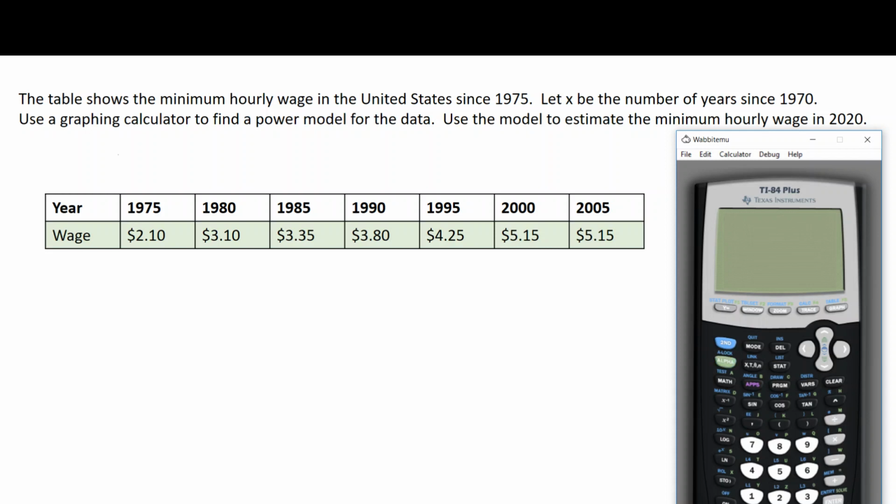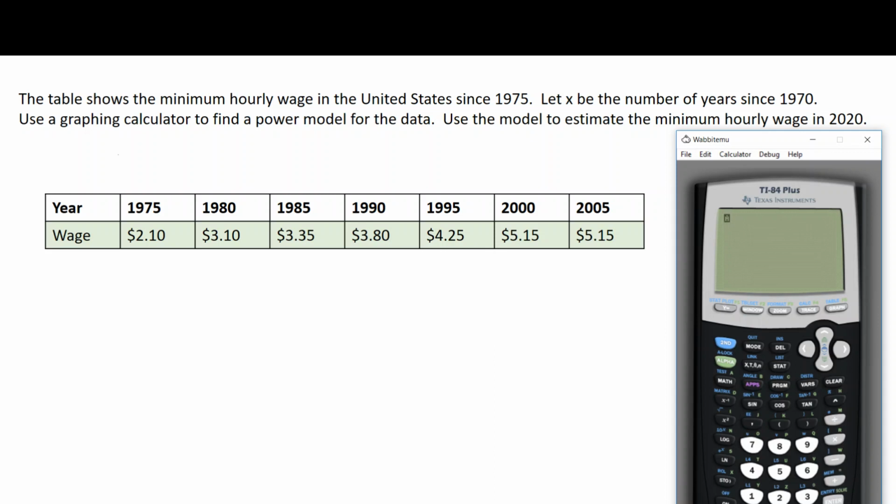Hello, in this lesson you're going to learn how to use the graphing calculator to find a power model for the data given. So this lesson says the table shows the minimum hourly wage in the United States since 1975. Let X be the number of years since 1970. Use a graphing calculator to find a power model for the data and use the model to estimate the minimum hourly wage in 2020. So the first thing we're going to look at is our year.